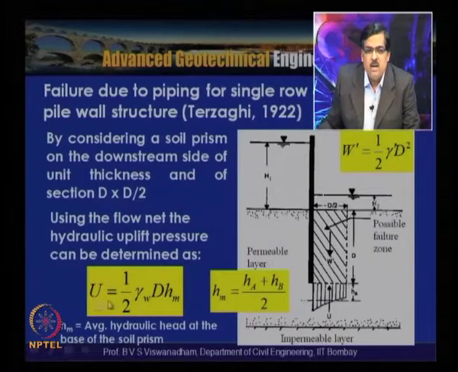So the uplift pressure on the area which is d by 2 is nothing but half gamma W into d into Hm, which is calculated as this uplift pressure. Now we take the equilibrium of this. If this uplift pressure is high, there is a possibility that the soil gets lifted up.